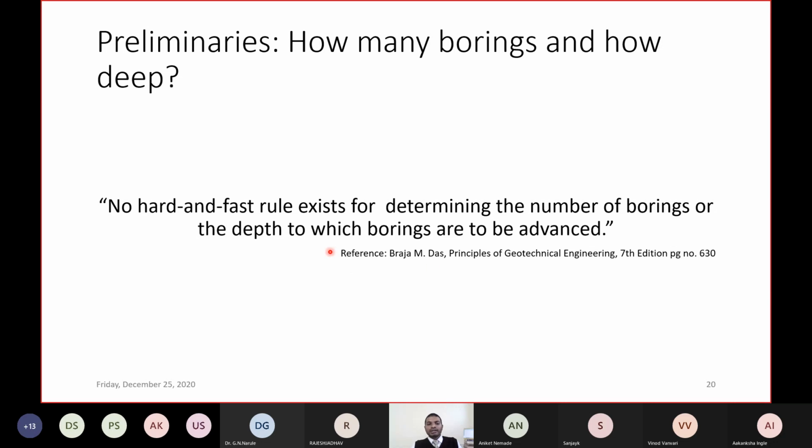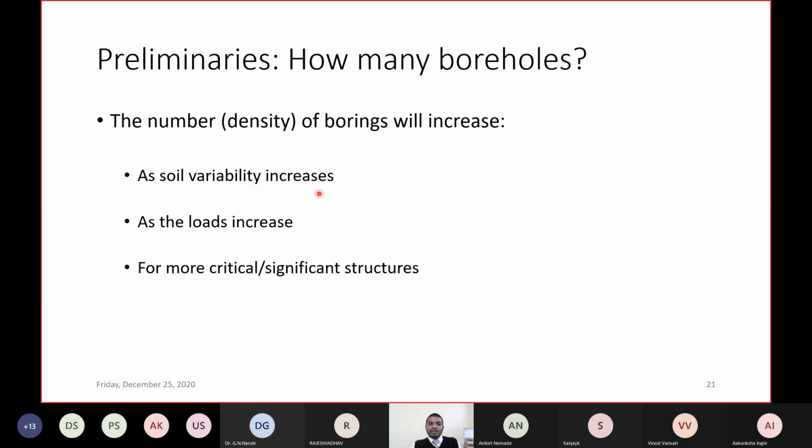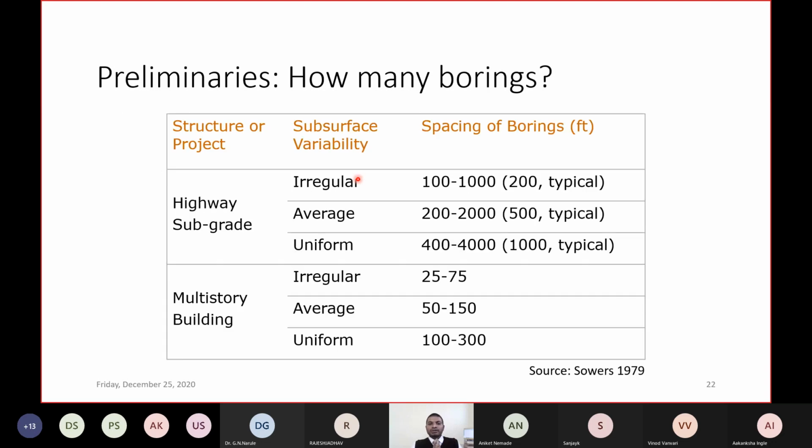Das has stated that there is no hard and fast rule for determining the number of borings or the depth up to which borings are to be advanced. Still, it varies with the soil variability, the loads, and the critical or significant nature of the structure. Based on this, we should identify how many bores are required, how deep, and how close together they should be. We still have some references by which we can determine how many bores are required. Roads and multi-storied buildings have been defined by the authors, and for highways, if the subsurface variability is irregular, the spacing of borings can be taken from 100 to 1000 feet.